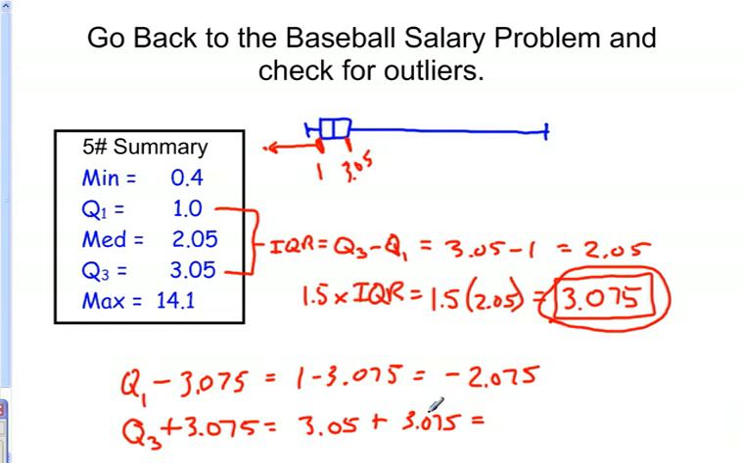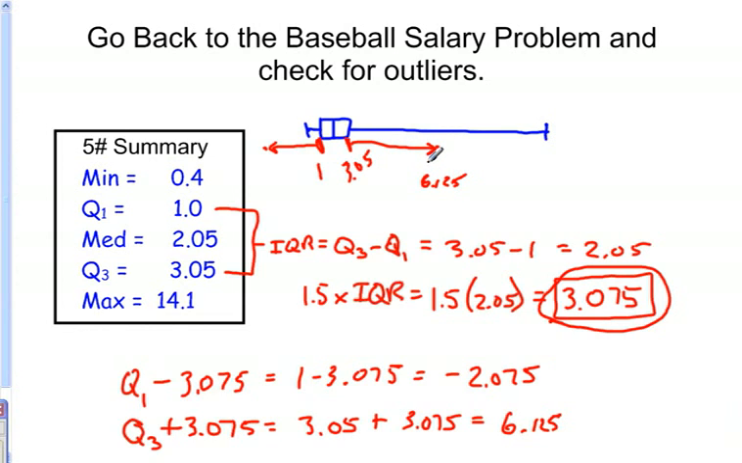And again, you'll want a calculator handy for a lot of these, especially when you get decimal answers and things like that. And you'll get the answer 6.125. So what we need to do is go back to our Q3 in our box plot, and look out from the 3.05. We look out and stop at this 6.125, because anything further than that would be considered an outlier.